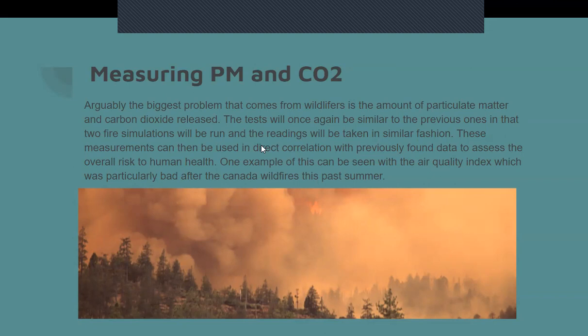These measurements can then be used in direct correlation with previously found data to assess the overall risk to human health with things such as the air quality index. One example of this can be seen with the air quality index, which was particularly bad after the Canada wildfires this past summer, as I was saying earlier, with the very high levels in places like New York, even here in Columbus, and places like Akron.